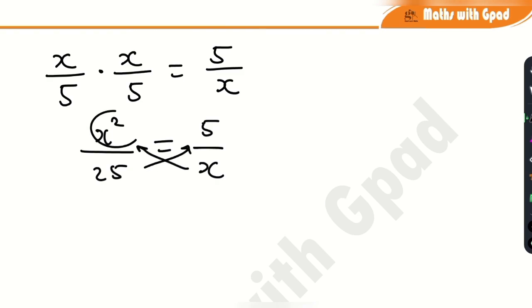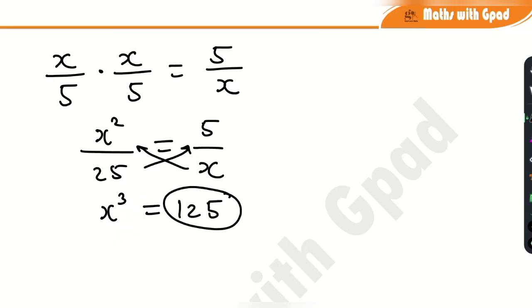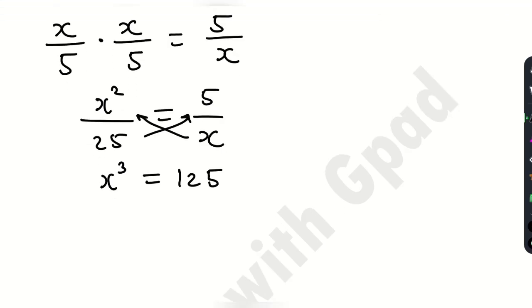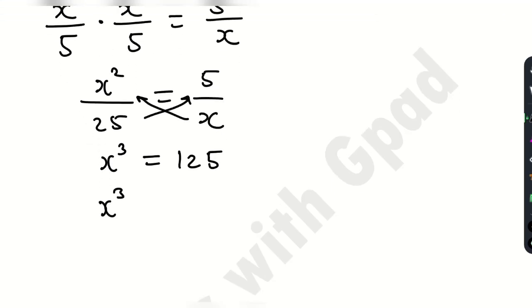So x squared times x is x cubed. And this is equal to what? 25 times 5, which is 125. Now let me move 125 to the left-hand side. I'm going to have x cubed minus 125 is equal to 0.